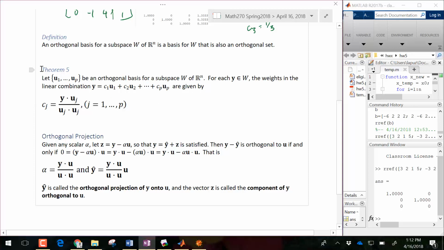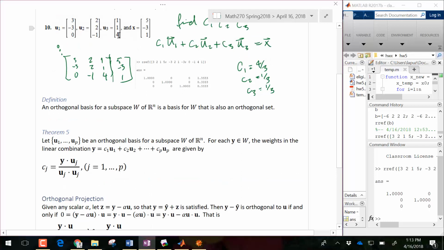So anyways, let's move to theorem number 5 here. It says that if you have an orthogonal basis, so that means these are all orthogonal and linearly independent, then for each y in W, the weights of the linear combination are given by this. You know what we did over here? We used our systems of linear equations. But what they're saying is that to find c1, c2, and c3, all you have to do is find these dot products. So let's test it out.